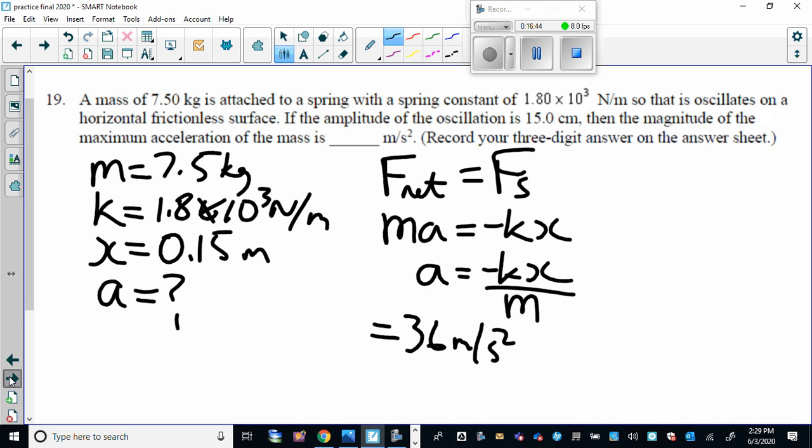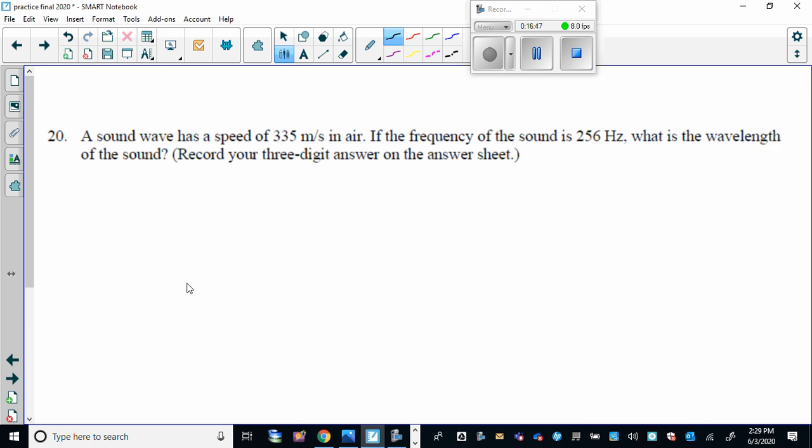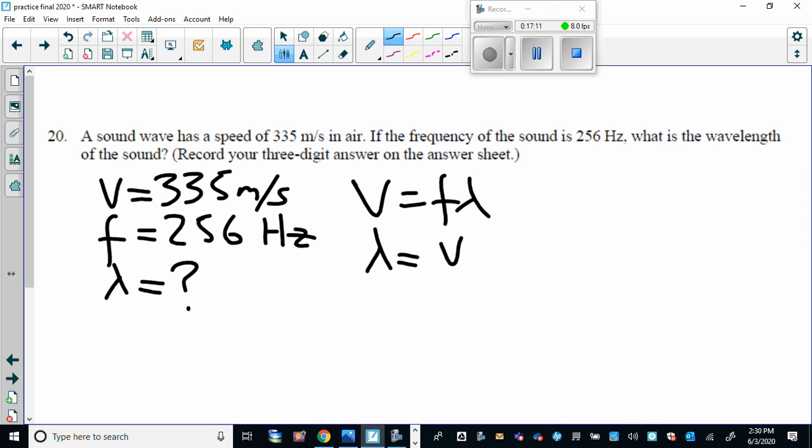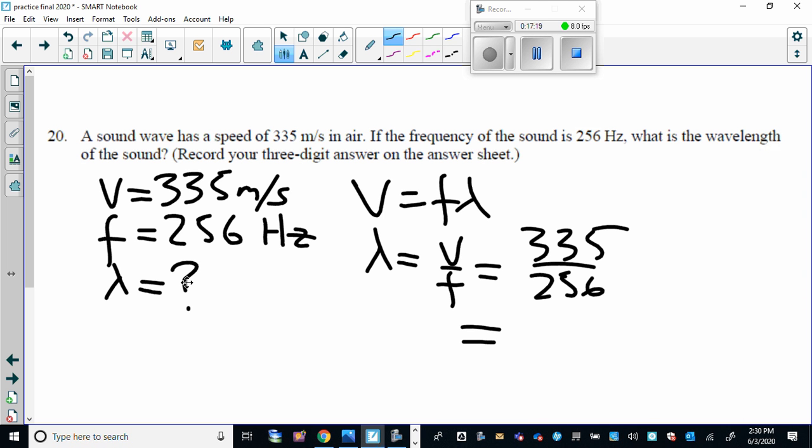And the last one, oh, the last one's a gift. It's very easy. A sound wave has a speed, so it gives you the velocity of the sound wave. And it gives you the frequency of the sound wave. And it's asking you for the wavelength. There's the universal wave equation, solve it for wavelength. And that yields an answer of 1.31 meters.